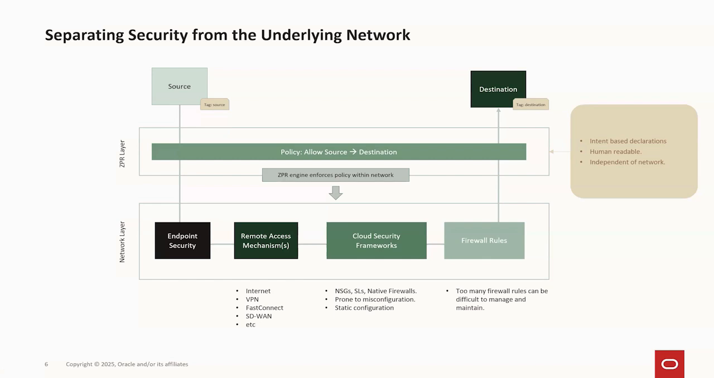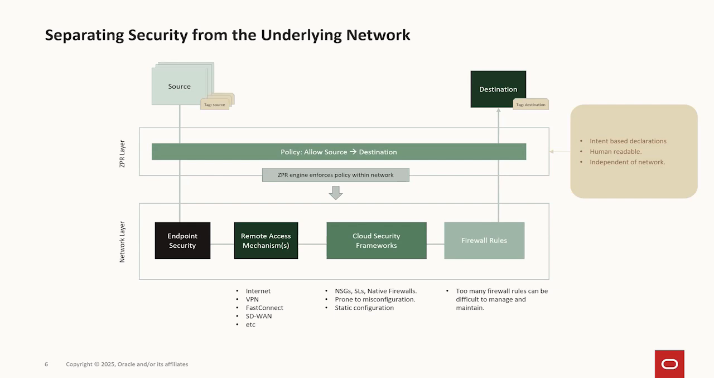I'm no longer focused purely on how do I implement those security controls at the network layer, but I'm focusing now on declaring my intent, source and destination. That ZPL policy statement is human readable and it is independent of network. The Zipper engine basically takes full responsibility for compiling your policies and implementing those policies at the L4 layer inside your network. Now, one thing about the Zipper layer that is very important to point out is its scalability.